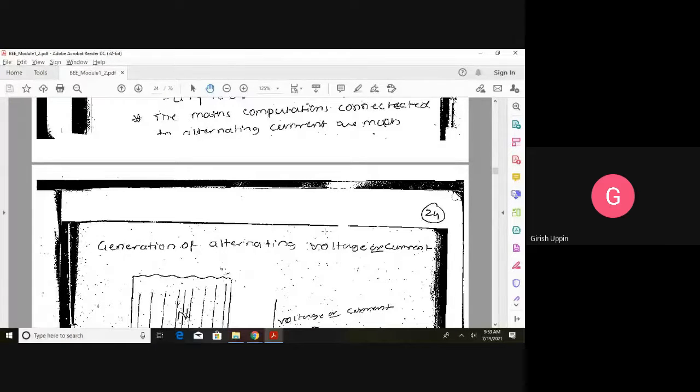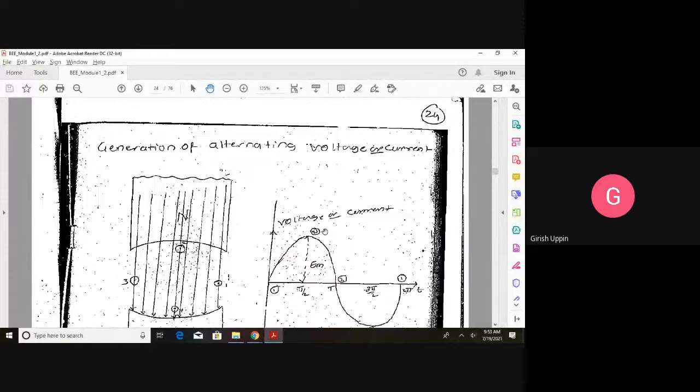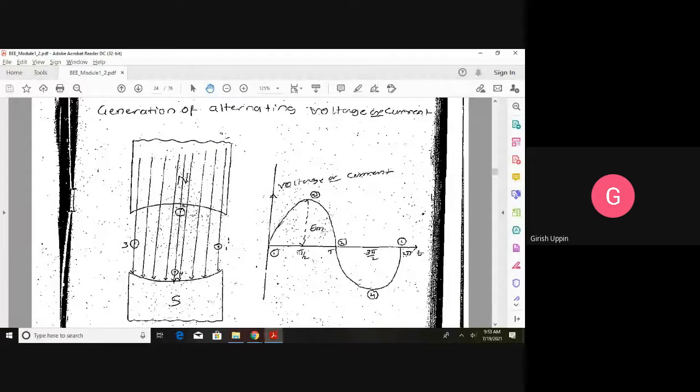Now, how do we generate the alternating voltage? It is an important question from an exam perspective. Here we consider one conductor. First, what is the principle of power generation or EMF generation? It is based on Faraday's first law. And what is Faraday's first law?